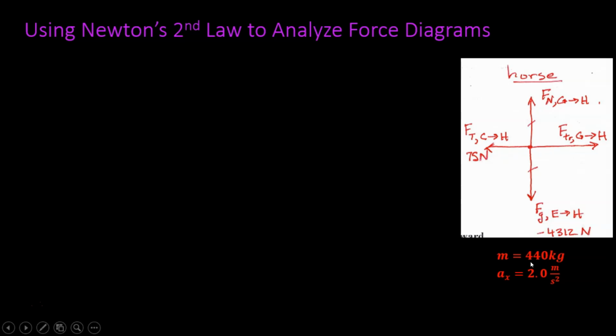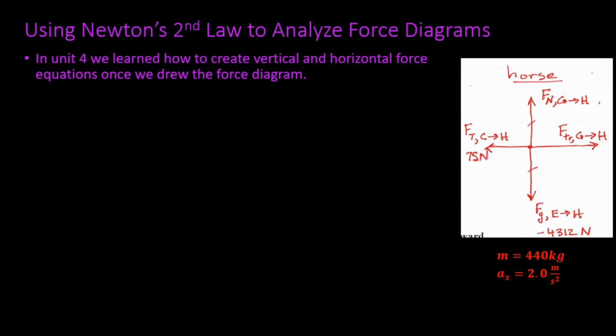The mass of the horse is 440 kilograms, and its acceleration horizontally is 2 meters per second squared in the positive direction. In our previous unit, we learned how to create vertical and horizontal force equations once we drew the force diagrams. So we would have looked at this force diagram and we would have said the equation for the vertical forces is the normal force plus the gravity force, and we set them equal to 0 because they're balanced.